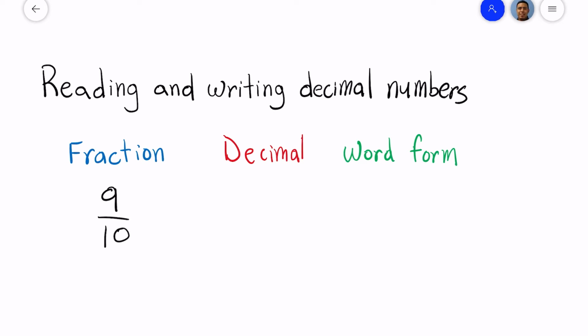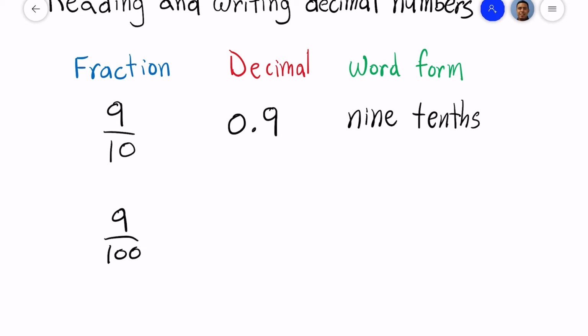Here I have the fraction 9/10. The way that I'm going to write 9/10 as a decimal, it's going to be like this. The reason that I wrote 9/10 like this is because the 9 is in the tenths place. Another strategy to remember is that when you have one number in your decimal spot, it's going to be written or read as tenths. In word form, I will write it like this. Now let's go ahead and do another example.